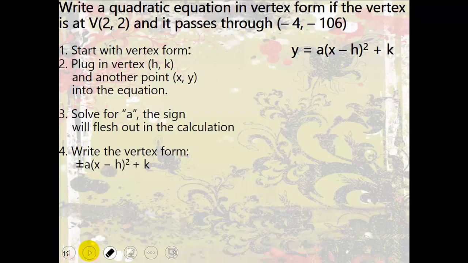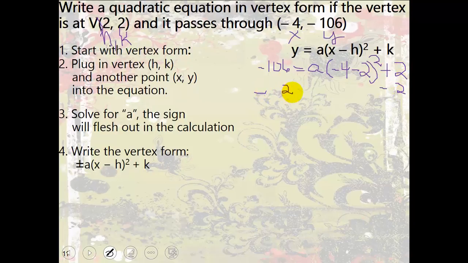All right, here we go. We're going to plug in. This is h, this is k, this is x, this is y. So I'm going to plug in negative 106 is equal to a times (negative 4 minus 2) squared plus 2. Now I'm going to subtract 2 from both sides.